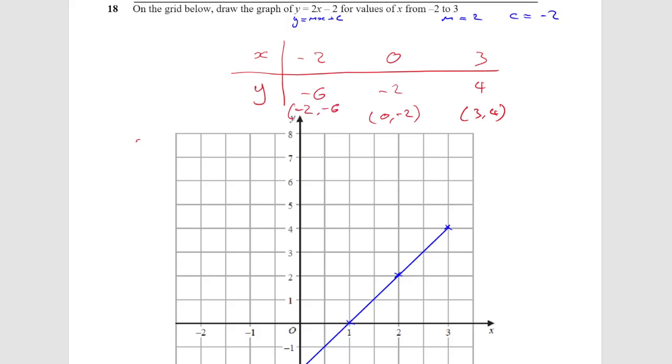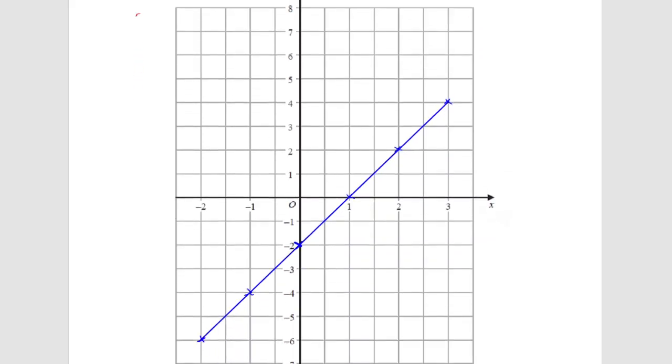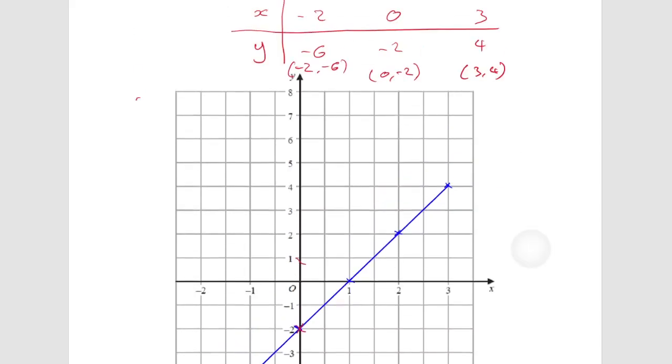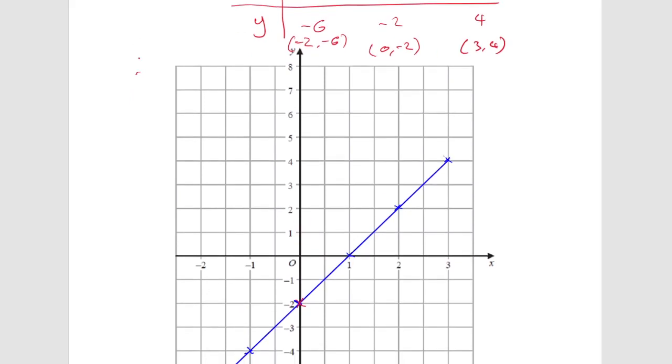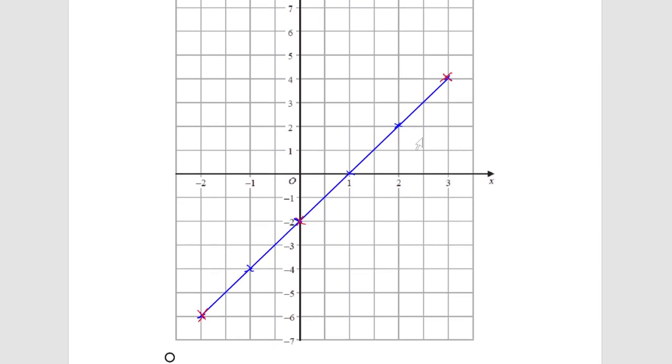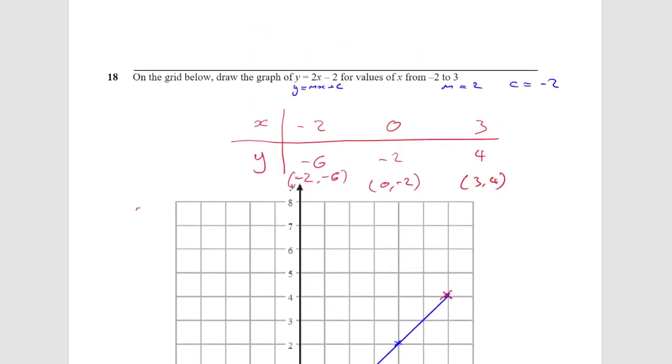And then if I plot those, hopefully they'll match my line. So minus 2, minus 6, 0, minus 2, and then 3, 4. So could have done it from a table of values as well, but both methods are absolutely fine. I find the properties of the equation more efficient.